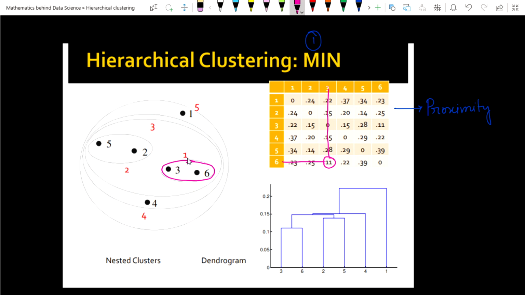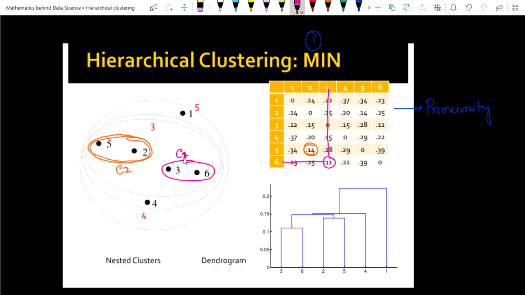After making this cluster, we have to find out the next smallest value. If you look at this, the next smallest value is 0.14, which means 5 and 2. Simply using these 5 and 2, we make the next cluster, C2. This is C2, and this one is C1.